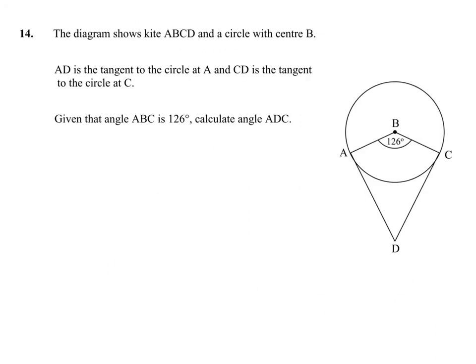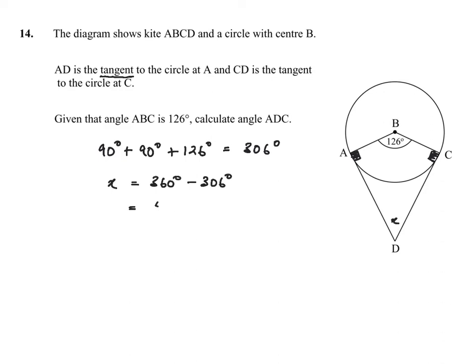Question 14. What we have is a tangent kite, which means this angle here is 90 degrees, and this angle here is 90 degrees. So if I want to work out this angle, I'm going to add 90 plus 90 plus 126. So that's 180 plus 126 is 306 degrees. So the missing angle x is 360, the angles in a quadrilateral, take away 306, and that gives us 54 degrees.